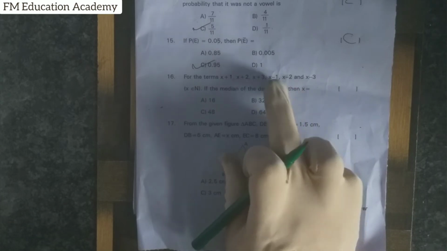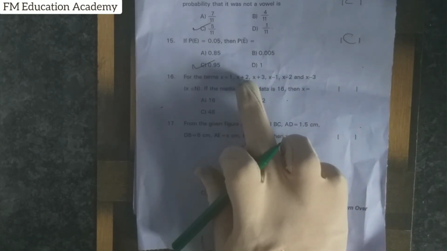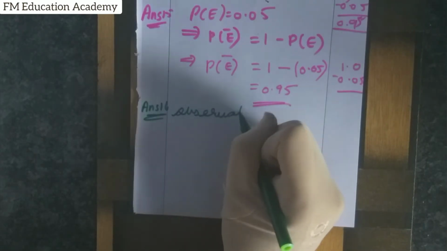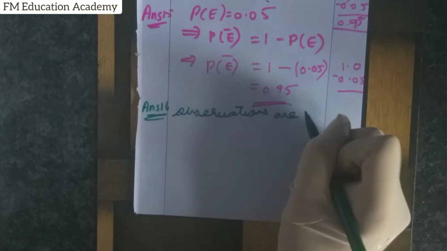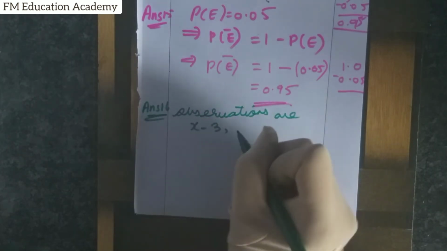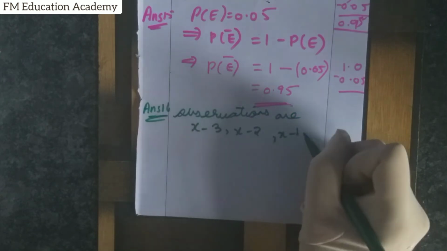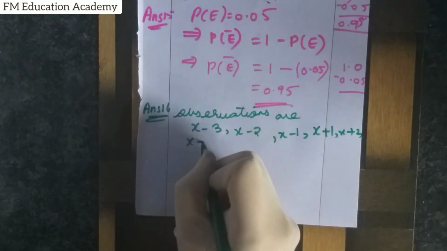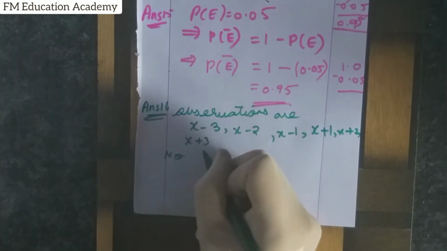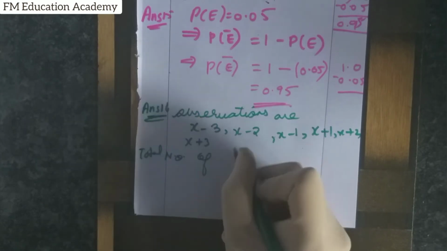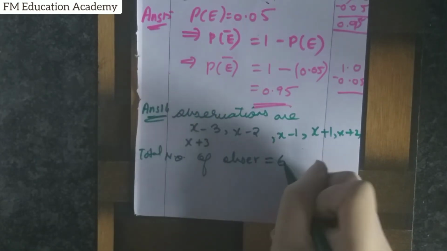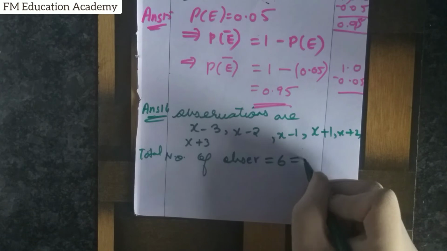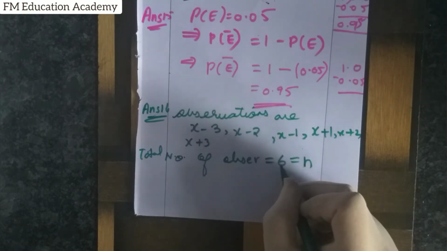Followed by x minus 2, x minus 1, x plus 1, x plus 2. Subtraction gives the lowest and addition the largest. Observations are x minus 3, x minus 2, x minus 1, x plus 1, x plus 2, x plus 3. So the total number of observations is 6, and it is asking me to find the median. So here n is 6.